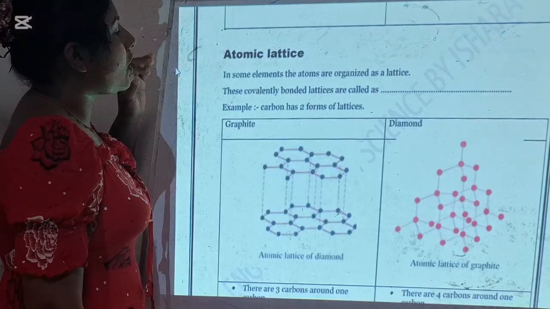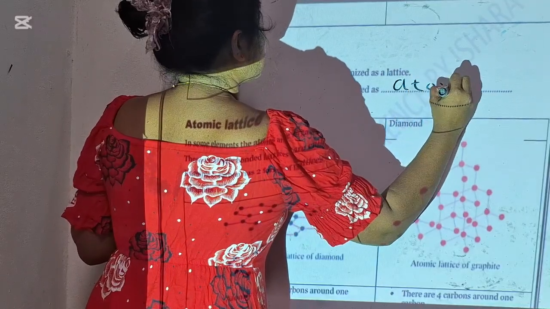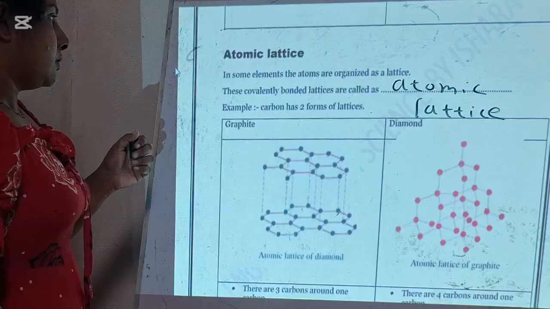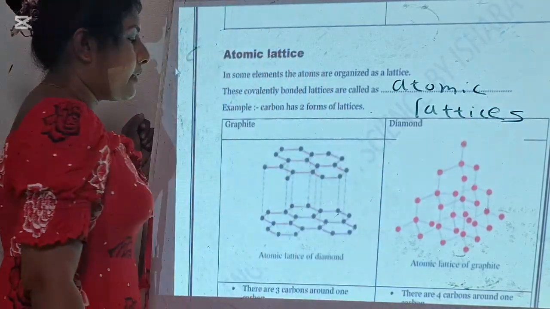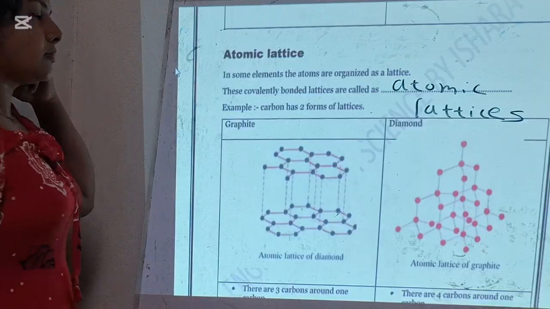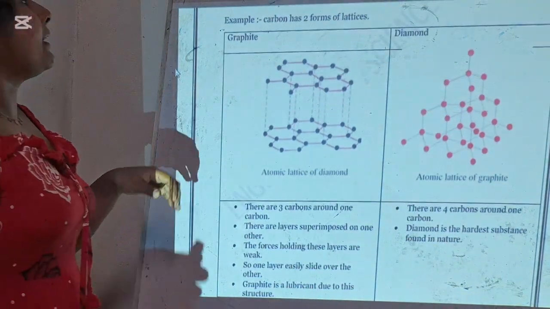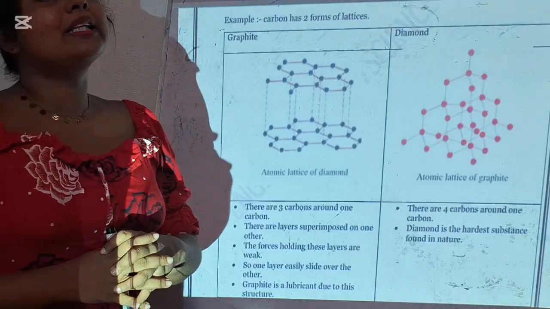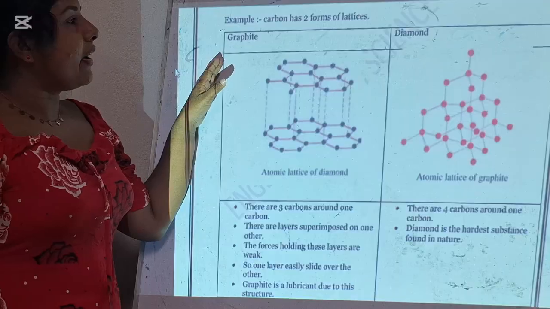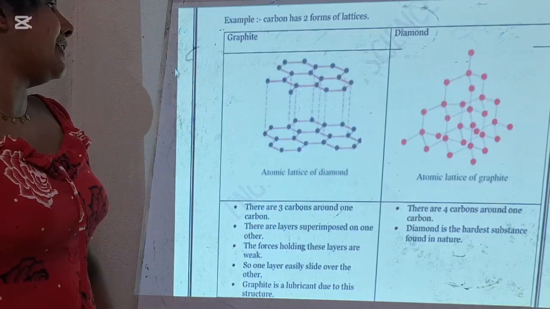So these covalently bonded lattices are called atomic lattices. Write it down. Then we are going to learn very famous atomic lattices related to the element carbon. Carbon has two atomic lattices, graphite as well as diamond. We are going to learn about graphite and diamond.